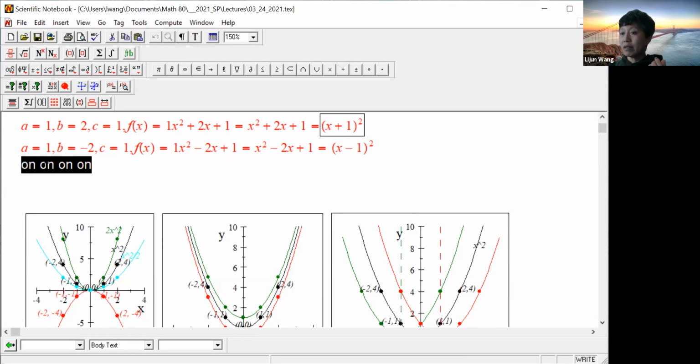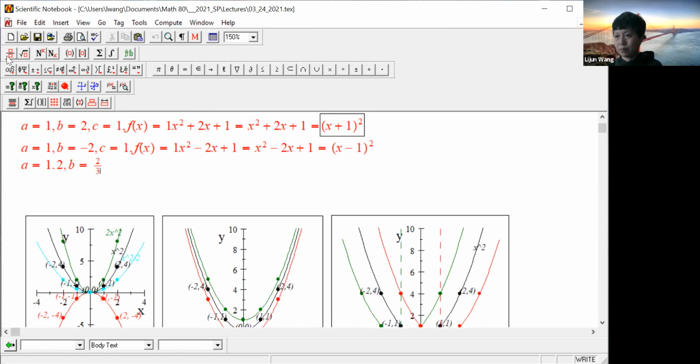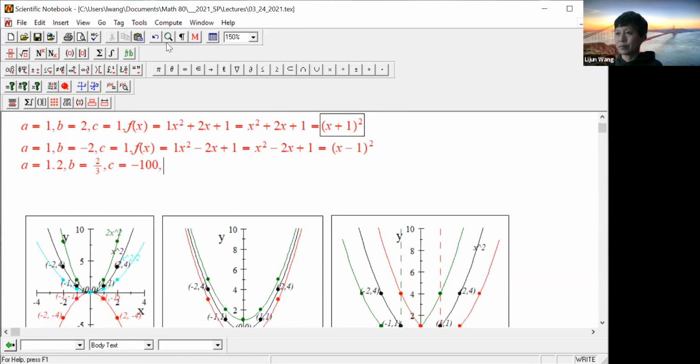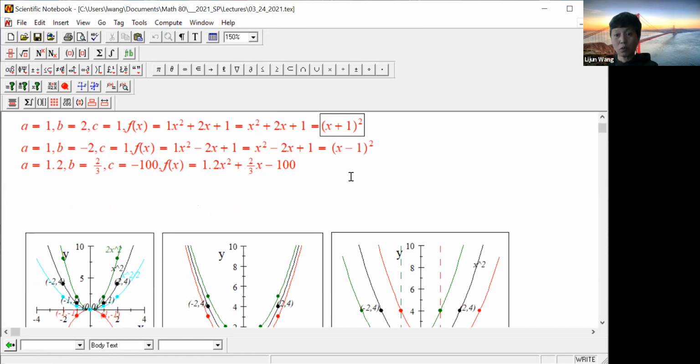Now, as we have this list going on, you know that A, B, C can really assume any numbers. So for example, I can totally make A equal to 1.2, B equal to 2/3, C equal to -100. Will I get a quadratic? Of course, I will. And that form is going to look like this: 1.2, 2/3, and -100. Even though this doesn't look as nice and neat, it is not even a perfect square, it is still called a quadratic function. Do you guys follow me?